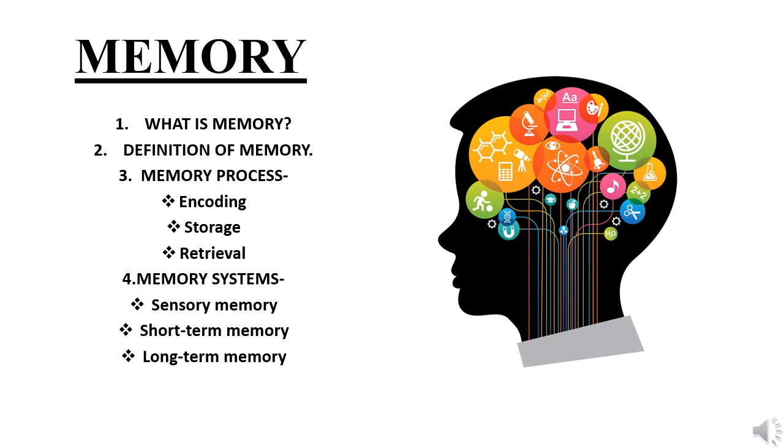What is memory? Two, three definitions on memory. The memory process or the stages, that is the encoding, storage and retrieval, and the memory systems or memory types, that is the sensory memory, short-term memory and the long-term memory. So we'll be discussing on these topics today.